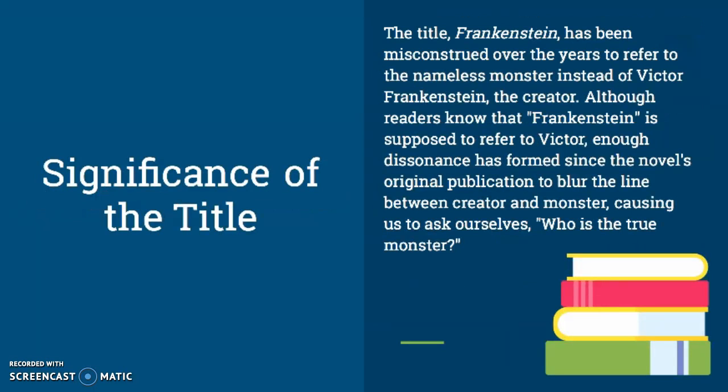Then we have the significance of the title. So the title, Frankenstein, has been misconstrued over the years to refer to the nameless monster instead of Victor Frankenstein, the creator. Although readers know that Frankenstein is supposed to refer to Victor, enough dissonance has formed since the novel's original publication to blur the line between creator and monster, causing us to ask ourselves, who is the true monster?